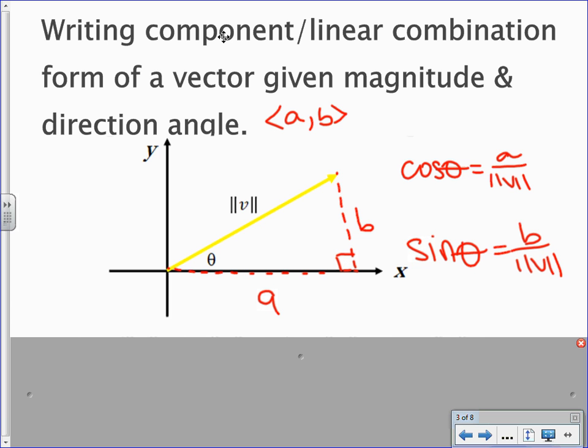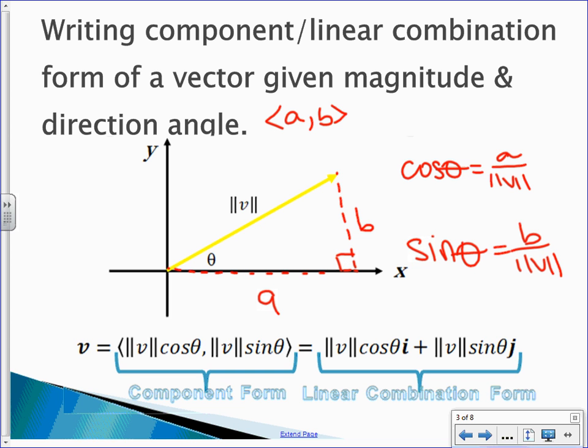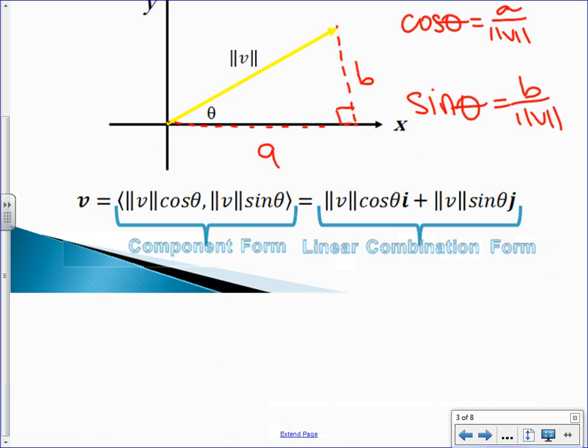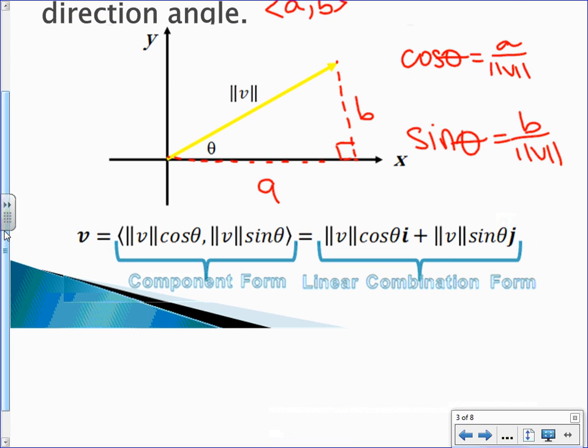All right. So if you know your magnitude and direction, for your horizontal component, written up here as A, we take the magnitude times the cosine of our direction angle. To find the vertical component, up here represented as B, we take the magnitude times the sine of our direction angle.